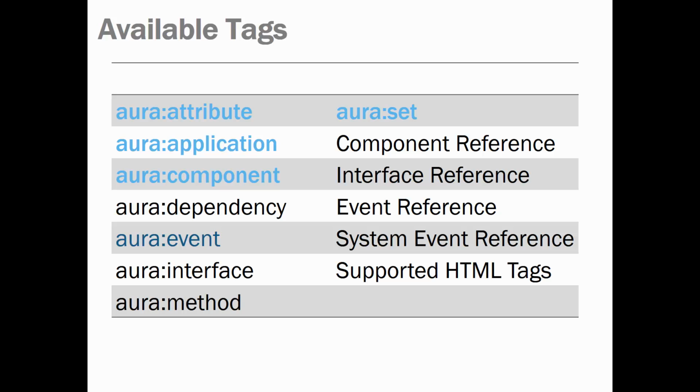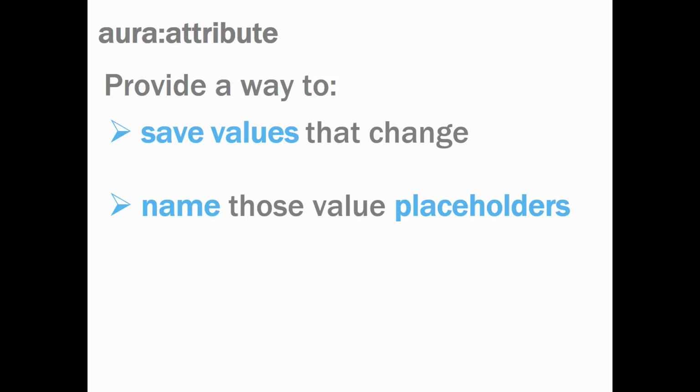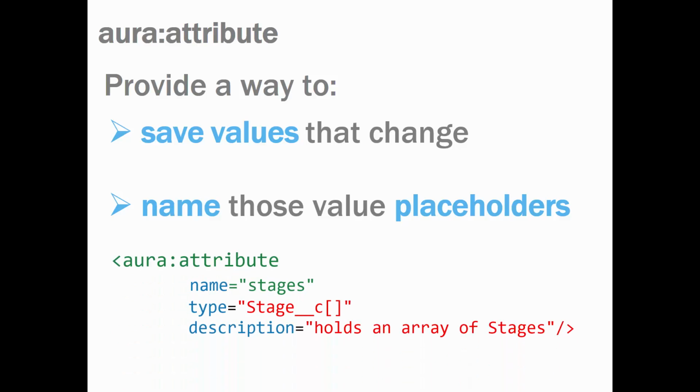So again, real quick to recap, what is an aura:attribute? It provides a way to save values that change and a way to name those value placeholders. Here's an example. We've got this aura:attribute tag, and the name of it is called stages. The type of value in that attribute is a custom object called stage, and it's an array. And following that is just a simple description. So again, it's just a quick recap.